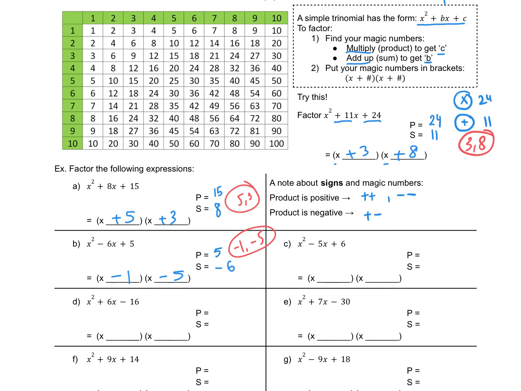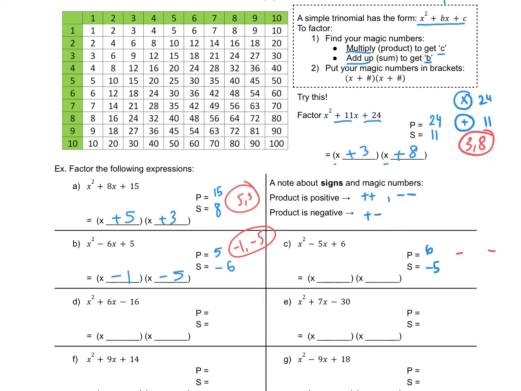X squared minus 5x plus 6. The product is 6, the sum is negative 5. These are quite quick to do once you have your magic numbers. The hardest part is finding the numbers that work. So again, here, the product is positive. So they're both positive or both negative, but because the sum is negative, they must both be negative.